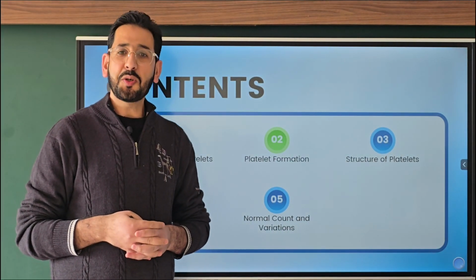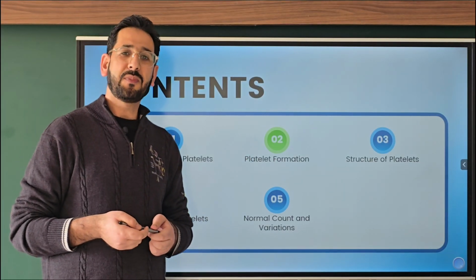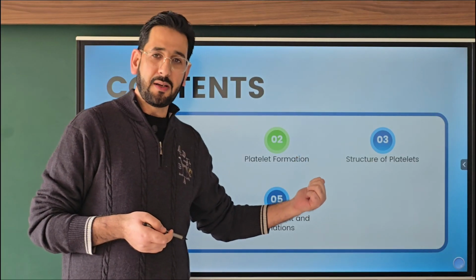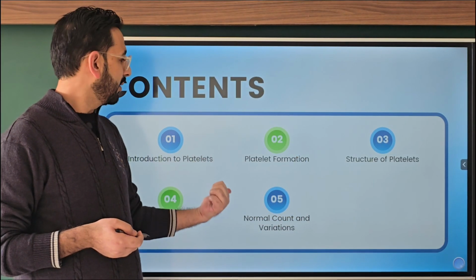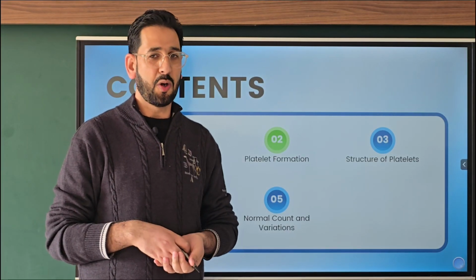So these are the contents we are going to cover today. We will have the introduction to platelets, then we will talk about platelet formation, that is thrombopoiesis. Then we will talk about the structure of platelets, followed by the functions of platelets, and we will conclude with the normal count of platelets and the variations in that normal count.